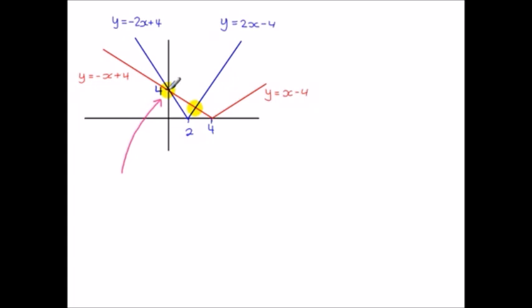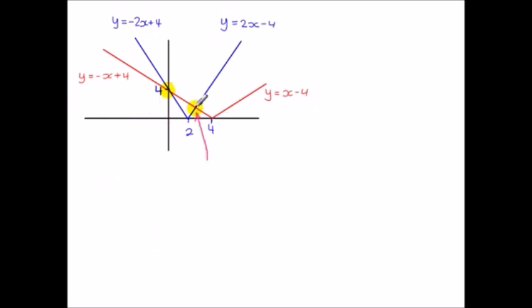If you had to work it out using a bit of algebra, it's this line with the equation y equals minus x plus 4 that intersects with this line that has the equation y equals minus 2x plus 4. So solving them simultaneously, minus x plus 4 is equal to minus 2x plus 4. If I add 2x to both sides, then I get x plus 4 is equal to 4, and subtracting 4 from each side, x is equal to 0, which is something that we already know from the graph.